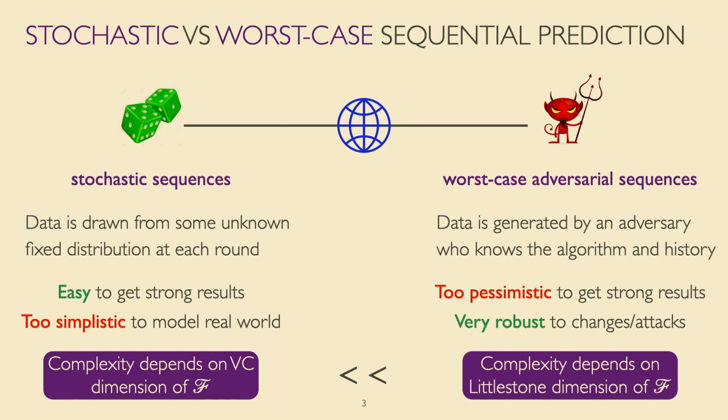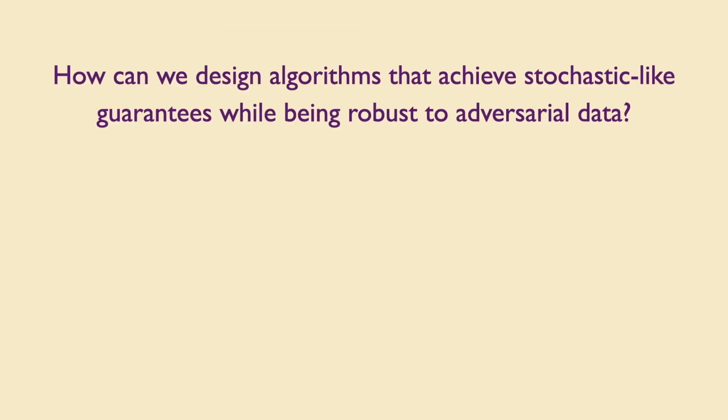And the hope is that the real world kind of somehow behaves in the middle of these two settings. It's not really worst case, and it's not really stochastic. So how can we get results that are more of the stochastic nature, but can handle adversarial data? This is the main question that we're going to try to answer: how can we design algorithms that achieve stochastic-like guarantees, while being robust to some notion of adversarial data?